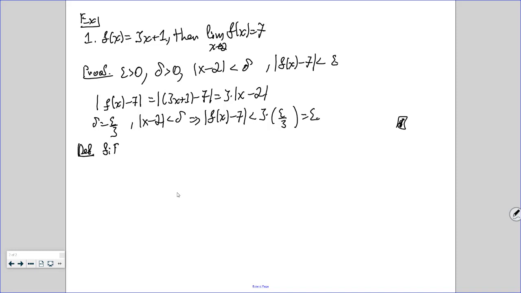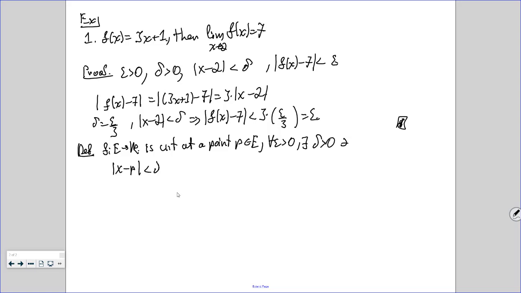A function f from E to R is continuous at a point p if for all epsilon greater than 0 we can find a positive delta such that whenever |x - p| is less than delta, we have |f(x) - f(p)| is less than epsilon. So to prove continuity, the procedure is the following.